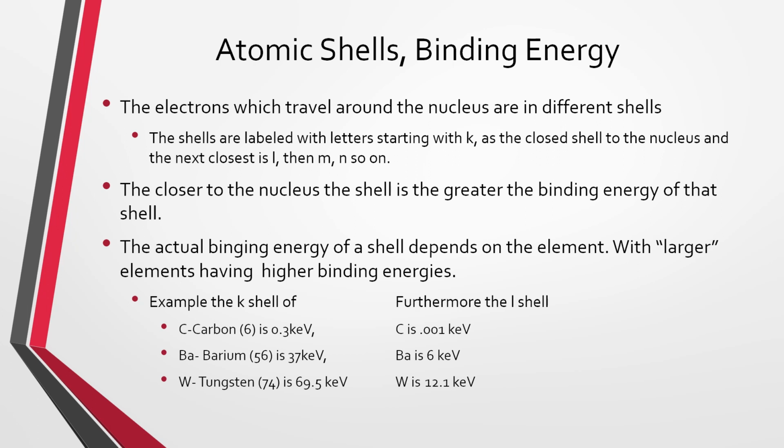And then as you come out to the L shell, in carbon we go from 0.3 keV down to 0.01 keV, which is 10 electron volts, so it goes from 300 to 10 from the K to the L. So as you go farther out with K, L, M, the binding energy becomes less. Tungsten goes from 69.5 and then to 12.1 keV for the L shell binding energy of tungsten.